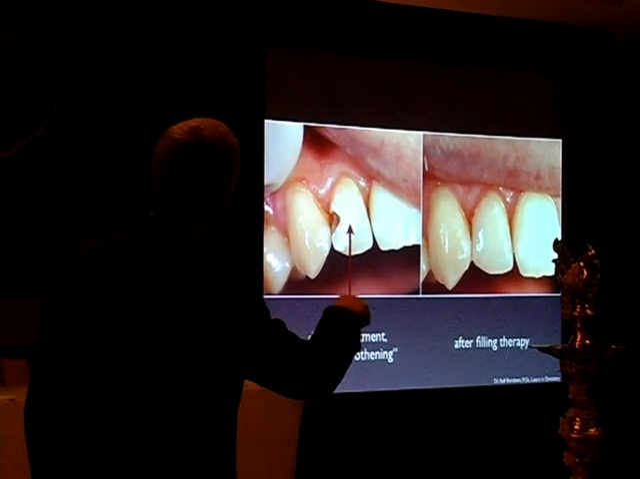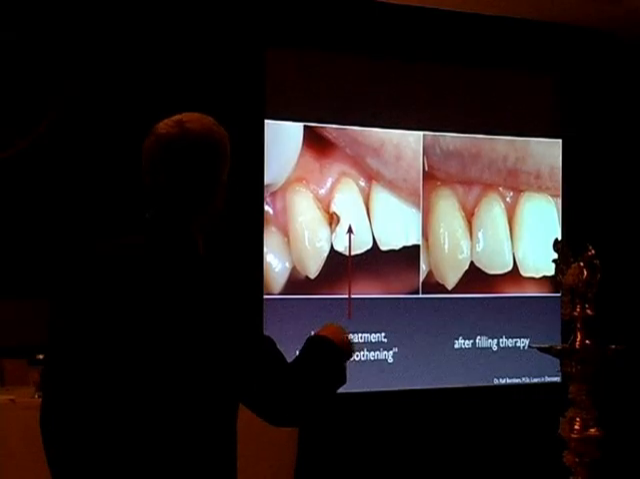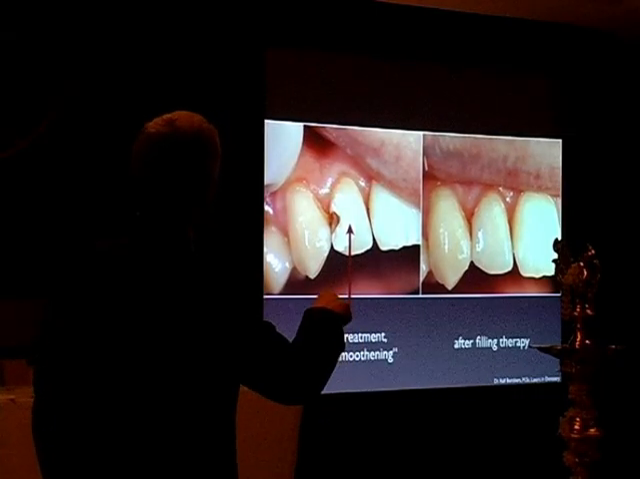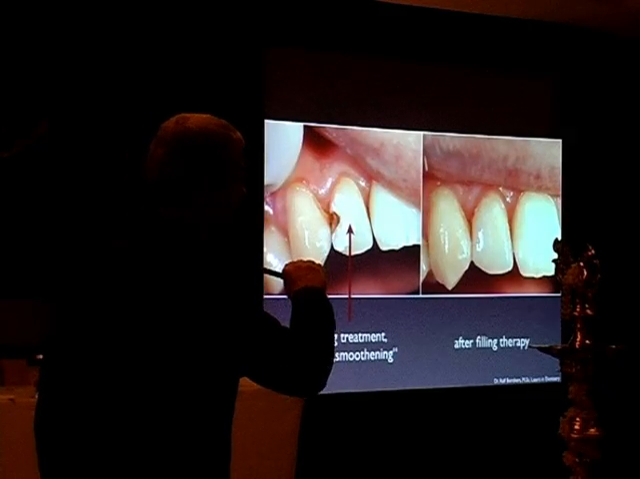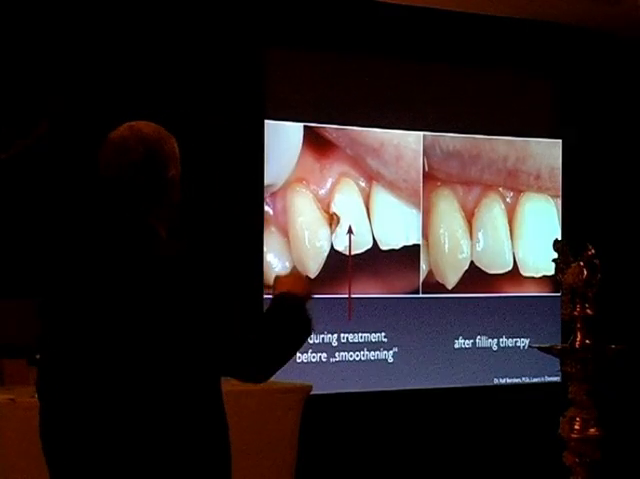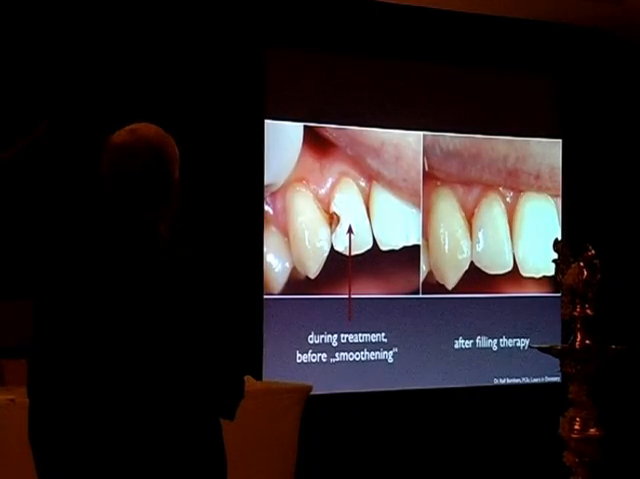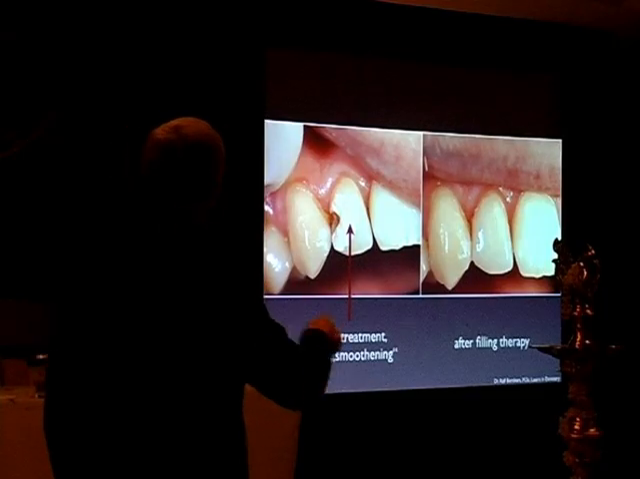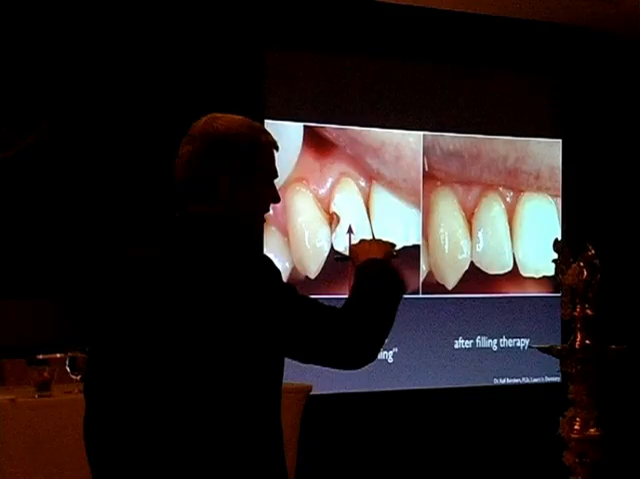Here you can see it directly after preparation, before smoothing. This is after filling therapy. You should remove the parts that are lying on the surface, because otherwise you will get a white zone after the filling. So just take an instrument and scratch just a little bit to remove the white parts.